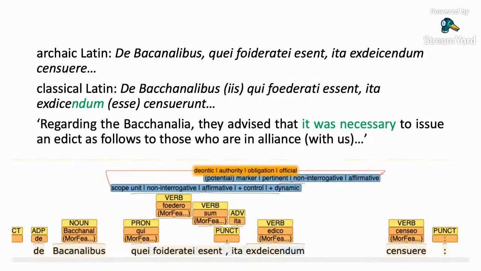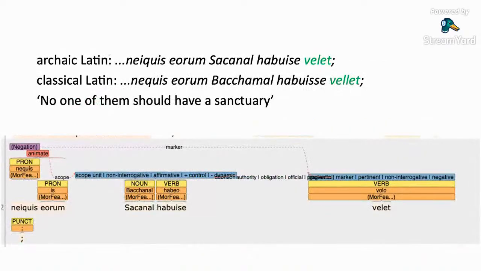Now I would like to show you another example where we can also see the annotation of pragmatic aspects. It is always from these inscriptions, the Senatus Consultum de Bacchanalibus. So the text has nequis eorum saccanal, which is an error for bacchanal, abuisse velet. In classical Latin, this would be nequis eorum bacchanal abuisse vellet. So no one of them should have a sanctuary.